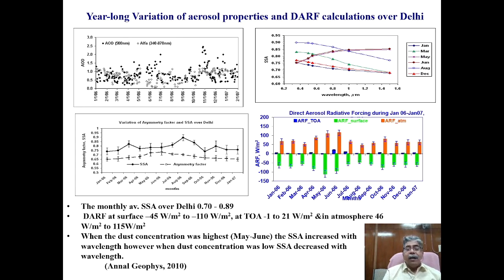But there are certain things that we can see: the surface direct aerosol radiative forcing can vary from minus 45 watt per meter square to minus 110 watt per meter square. That is the amount of cooling. This is the amount of reduction in solar radiation in terms of watt per meter square over Delhi during different months. Because of aerosol alone, there is a reduction of about 45 to 110 watt per meter square of flux.